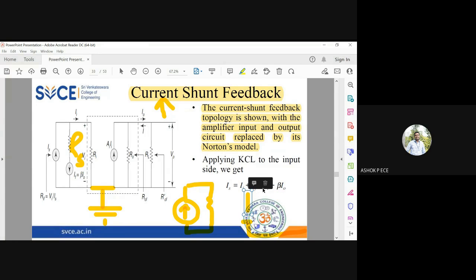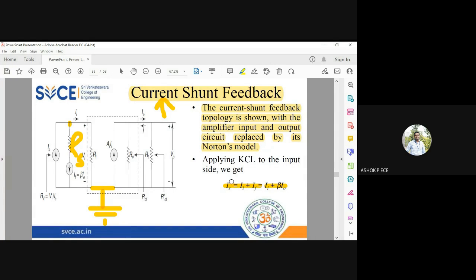So here at the input side, I will apply KCL because three currents are there. I will apply KCL at this node. One current is coming in, and two currents are splitting. So IS equals IF plus II. See here, a simple KCL equation: IS equals II plus IF. And you know IF is beta into I naught, from the expression for beta. Beta is equal to IF by I naught; cross multiply, IF equals beta into I naught, and substitute that. So IS equals II plus beta into I naught. So this is one equation.